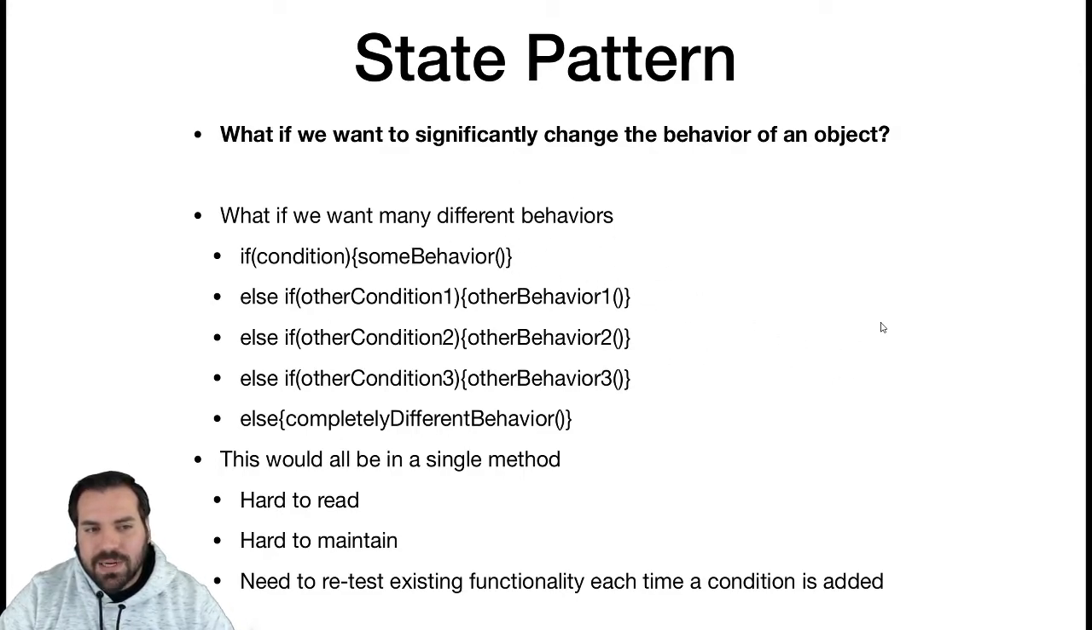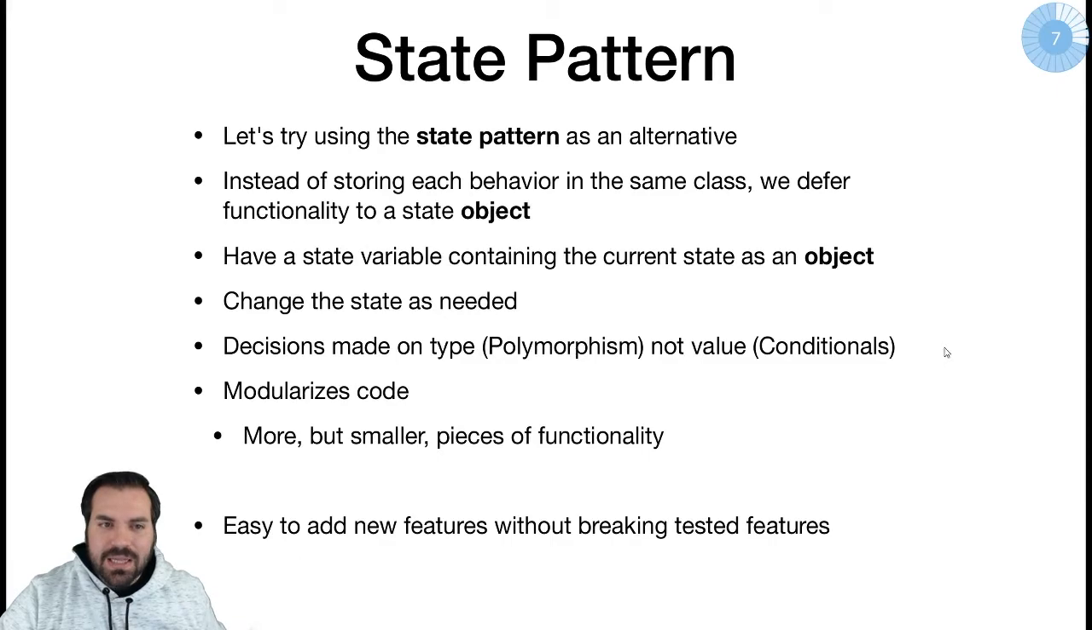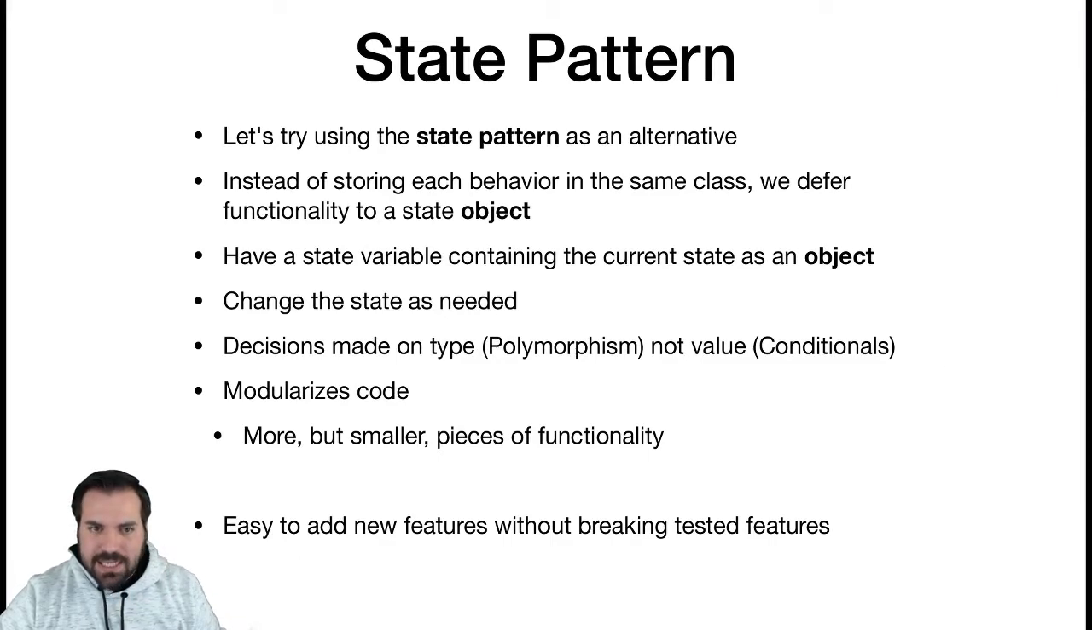So let's get rid of all this. We don't like this. It's gross. It's hard to maintain, hard to read, hard to test. And let's switch to the state pattern. With the state pattern, instead of changing behavior based on a value, which is a conditional where you say if some Boolean expression, then do this, and that Boolean expression depends on values, we're going to change behavior based on types and leverage polymorphism to change the behavior of an object depending on the type of an object stored in a variable.